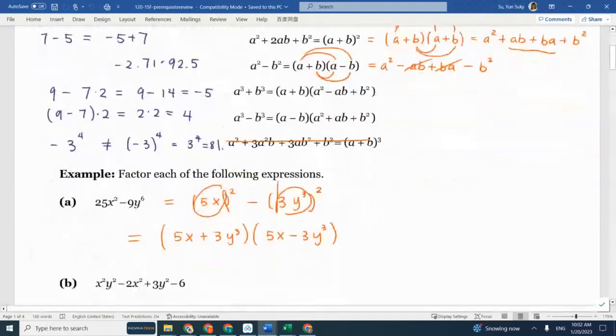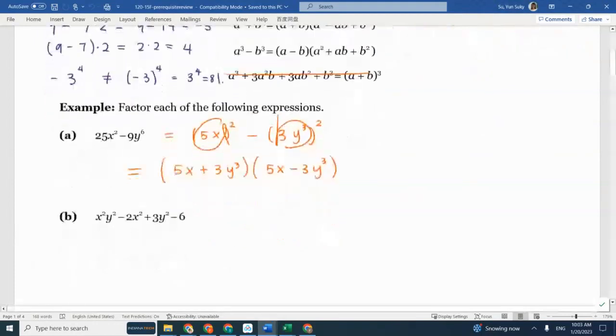Okay, so last time we did part A. This is the difference of 2 squares. That's why we want to express this as something squared. So 25 is 5 squared, right? And 9 is 3 squared. And 1 plus 6 is y cubed squared. Yes, do you remember that? Now, A squared minus B squared is A plus B times A minus B. Your A is 5x, and B is 3y cubed.